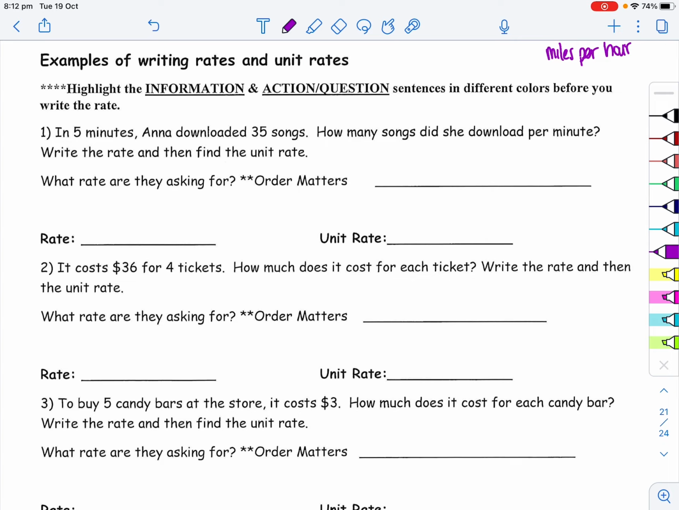So number 1, I'm going to use yellow for information, and I'm going to use blue for action. So in number 1, it says in 5 minutes, Anna downloaded 35 songs. That is information that I need to be able to set up the rate. This sentence does not tell me how to set up the rate. The next part says, how many songs did she download per minute?